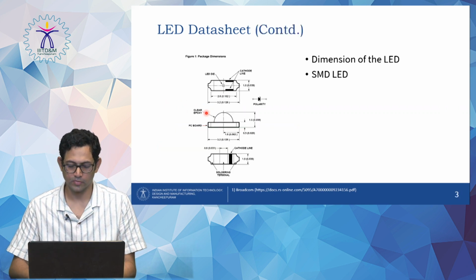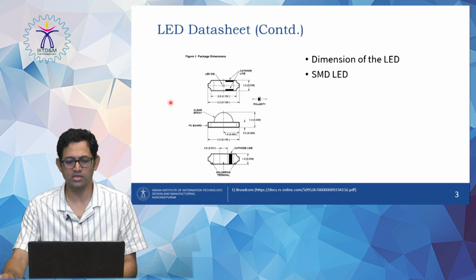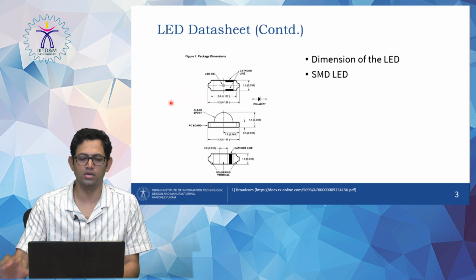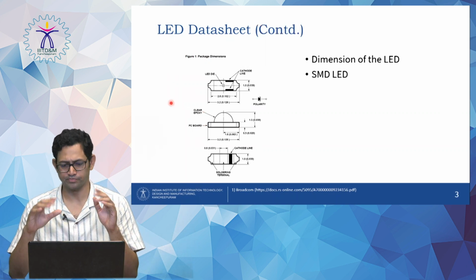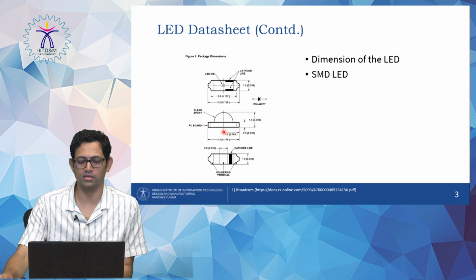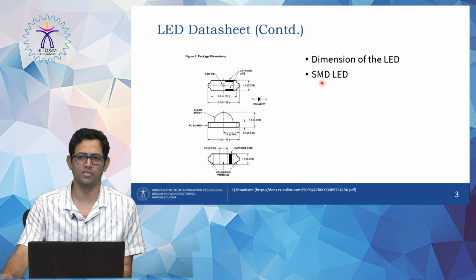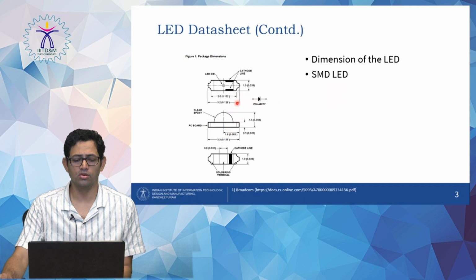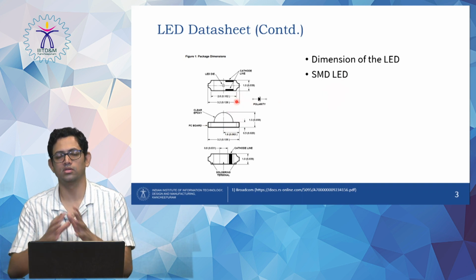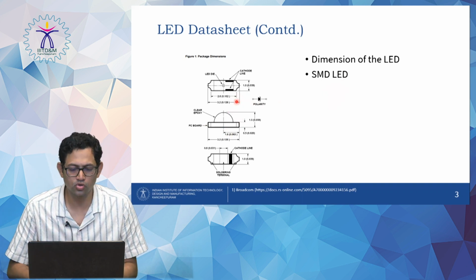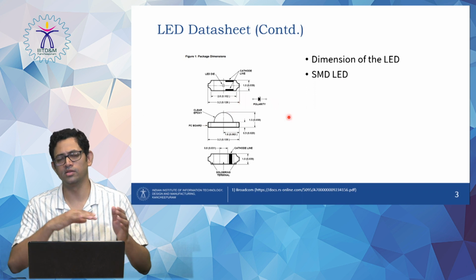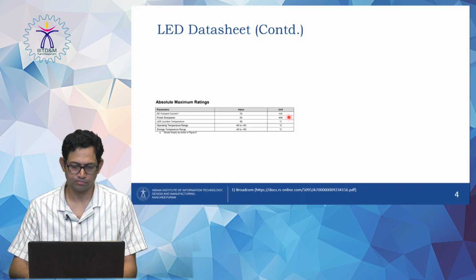Next, this data sheet is talking about the dimensions of the LED. It seems that it is an SMD, and SMD means surface mount device. So the next page is talking about the dimensions of the LED. Usually this dimension of the LED may be at the end of the data sheet as well.